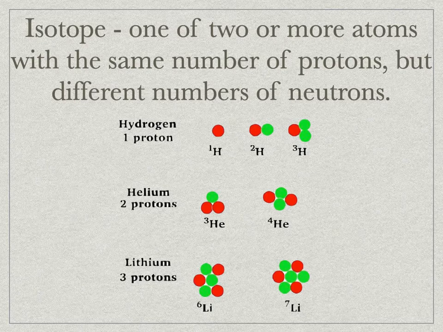And isotopes are elements that have the same number of protons but different numbers of neutrons. So hydrogen comes in three common isotopes. The isotope with no neutrons, one with one neutron, one with two neutrons, and so their masses are going to be 1 AMU, 2 AMUs, and 3 AMUs, relatively speaking.